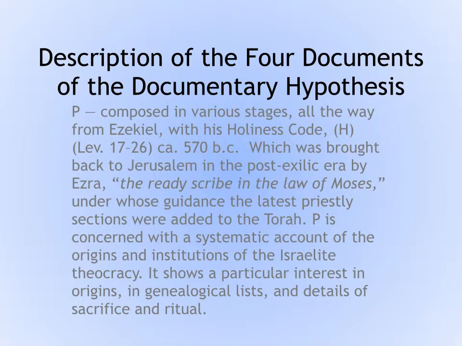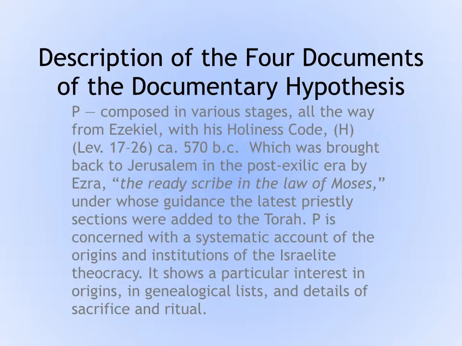And then finally, the P documents, or the priestly documents, were supposedly composed in various stages, all the way from the time of Ezekiel. And here's one of those extra documents that they found. They call it the Holiness Code, H, which they say is Leviticus 17 through 26. This would be sometime around, that's what CA, circa, means, sometime around 570 BC or BCE. So we see again a much later time frame for this. It was brought back to Jerusalem in the post-exilic era by Ezra.